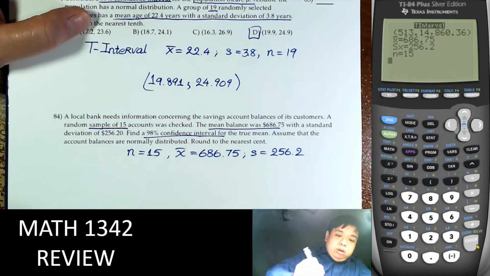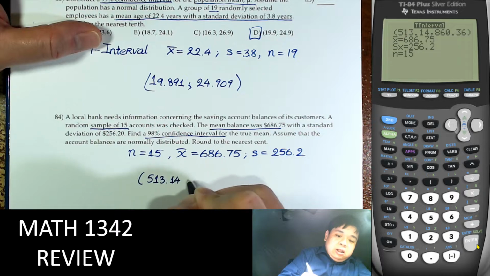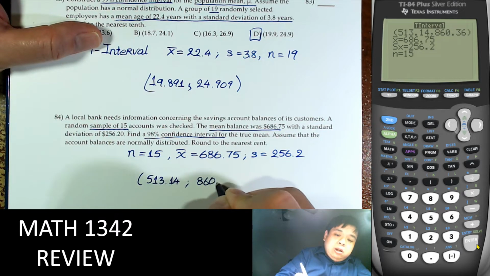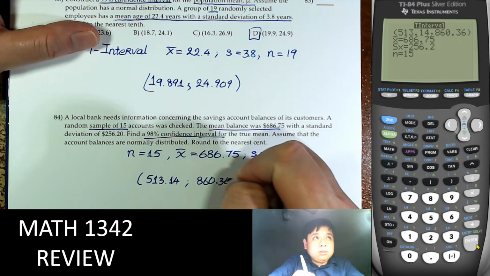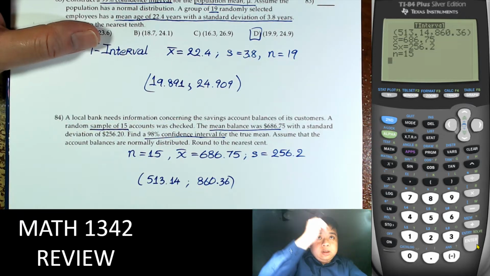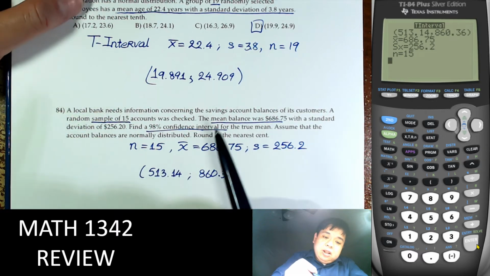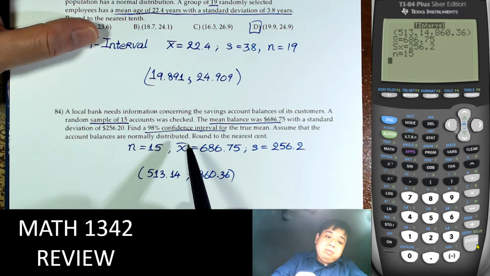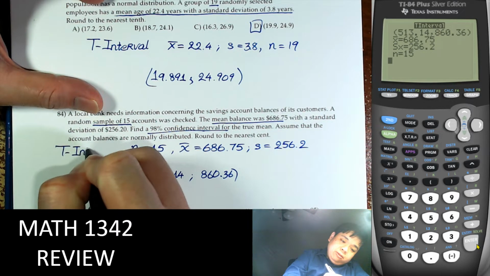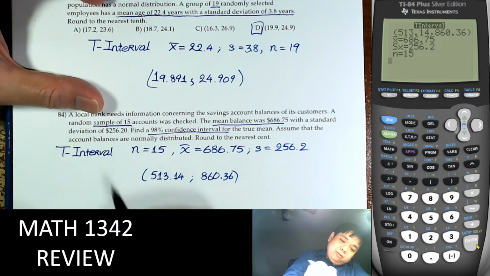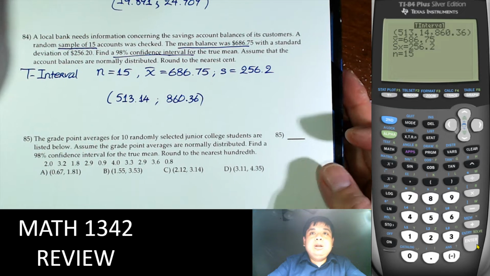Do that, and we will have 513.14 and 860.36. So very simple. Once again, if we want the confidence interval for the population mean, then that would be the t interval.